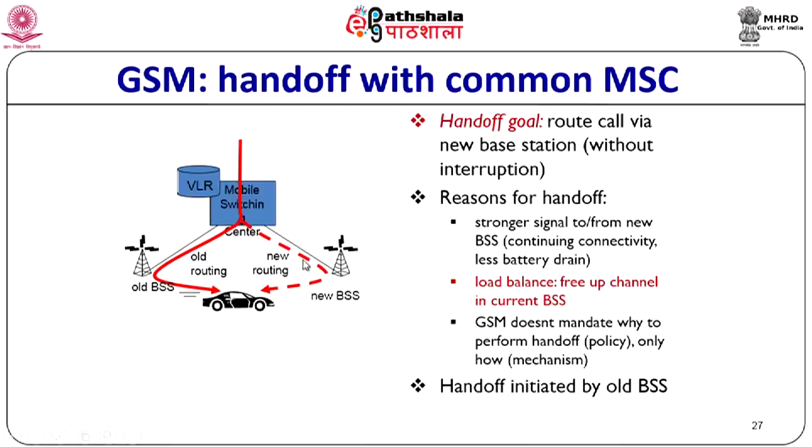Handoff, for instance, is very simple if you are within the control of the same mobile switching center. All you need to do is, when you move from one base station to another base station, the old base station will realize that its signal strength is reducing. So it can initiate a handoff to another BSS to which this particular user is currently moving. Then the mobile switching center, since it controls both these base stations, will make this transfer possible by routing all the calls from here to here. So that is very simple; it is a common MSC, and we have absolutely no problem in handling this.